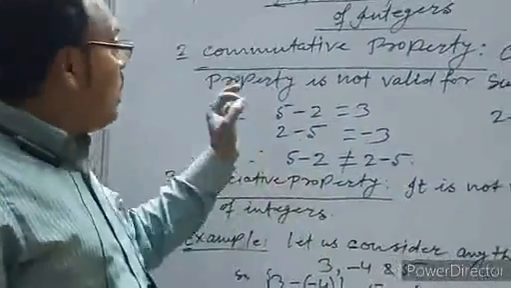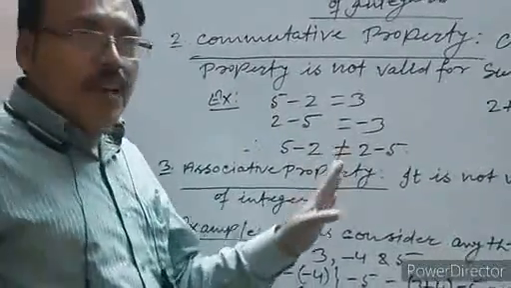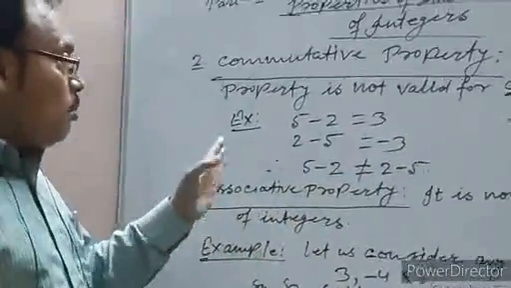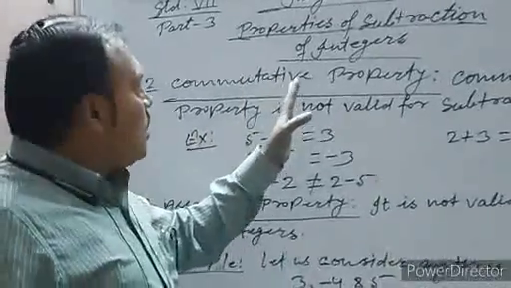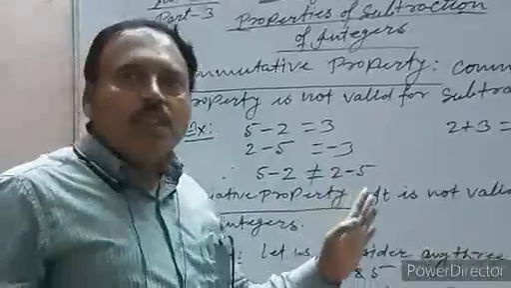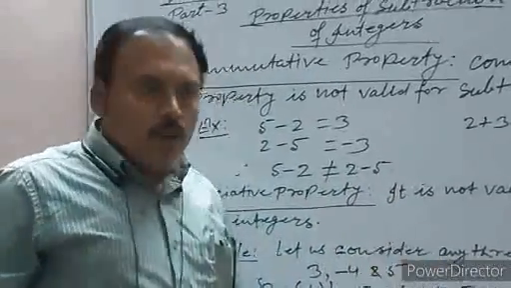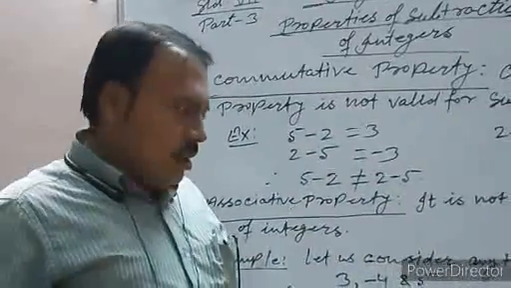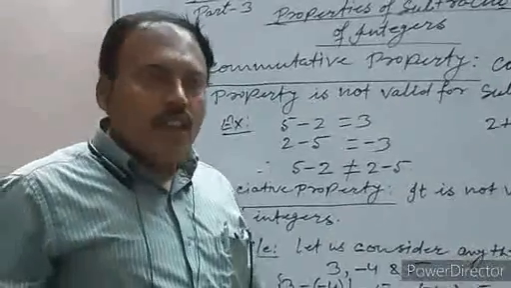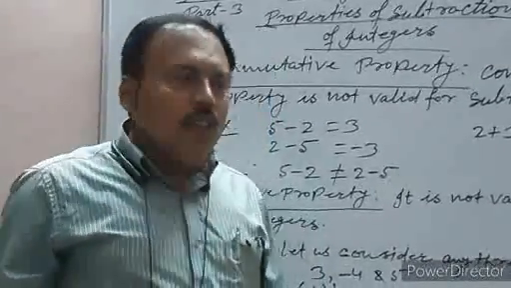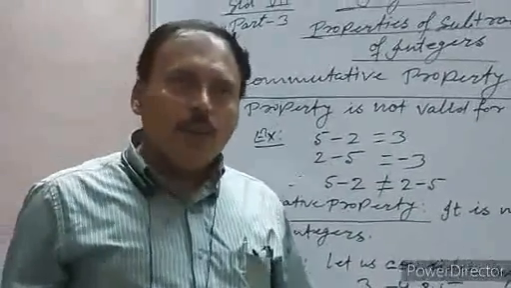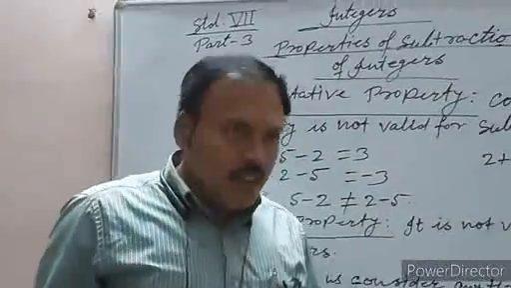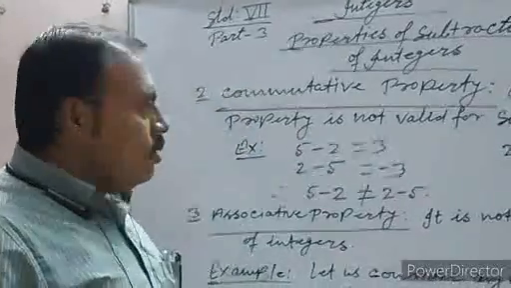Thus we see that here only one rule follows in subtraction, that is closure property. So we have learnt about the properties of subtraction of integers, and for the time being today it's all. In the next class we shall learn about the properties of multiplication of integers, and after that we shall learn about division of integers. That will be the final.